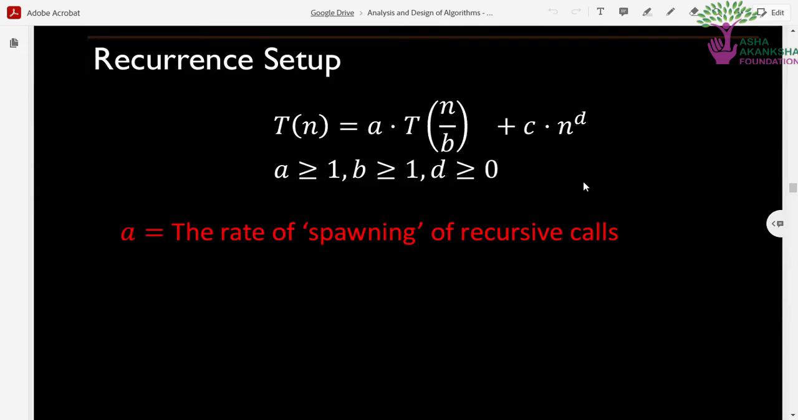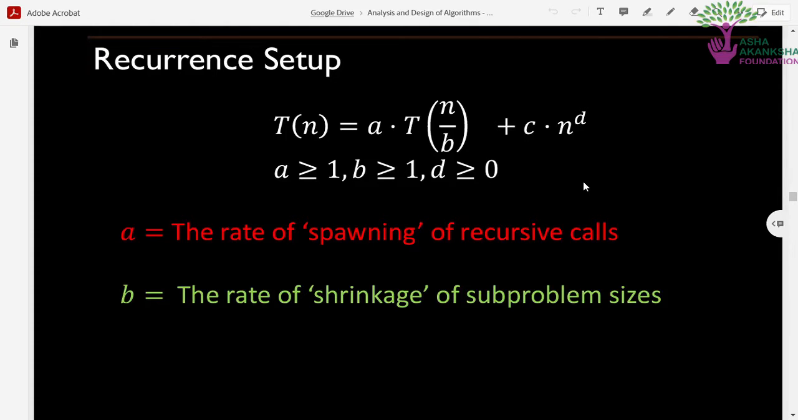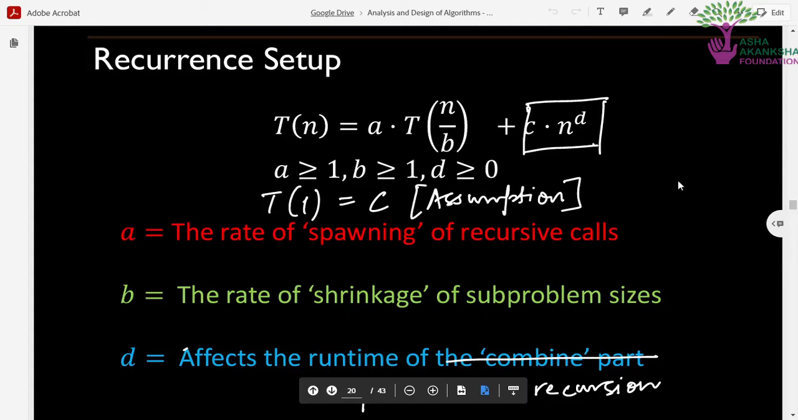Now, the a, b, and d are given some special names. A is called the rate of spawning of recursive calls. B is called the rate of shrinkage of subproblem sizes, and d is the runtime of the combined part of the recursion. It affects the runtime of the recursion. I will explain what this actually is.